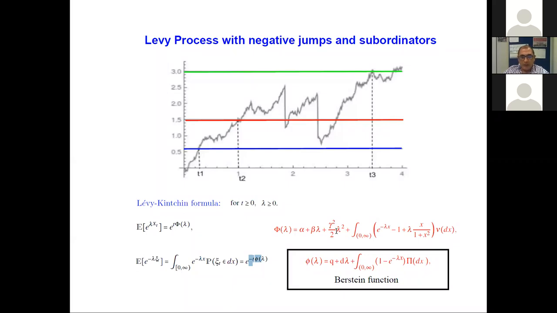So what you have to keep in mind is that the subordinators are extremely interesting, because they describe the first times a Levy process crosses levels fixed in advance. So from now on, we will focus on this kind of functions, and they are called Bernstein functions.